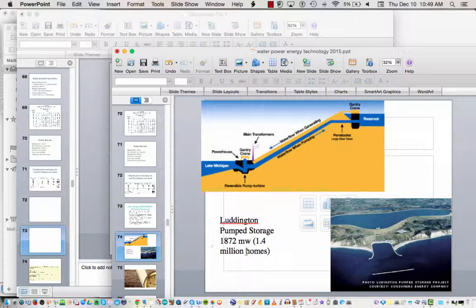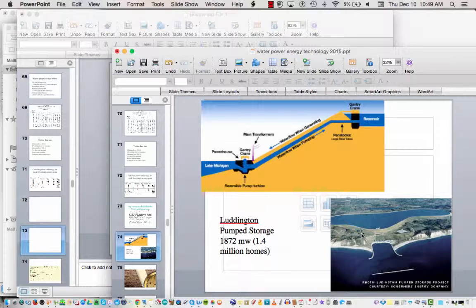So what that shows is the Ludington Pump Storage Facility, which is in Ludington, Michigan, on Lake Michigan. And you can see what happens here is when there's surplus power on the grid, there are turbines that actually operate as pumps, and they pump water up to this reservoir. And then when the grid needs power, they run the water back down through these devices, and in the opposite way, they actually act as turbines. So they can be either turbines or pumps.